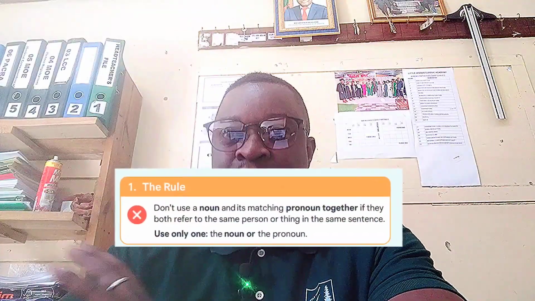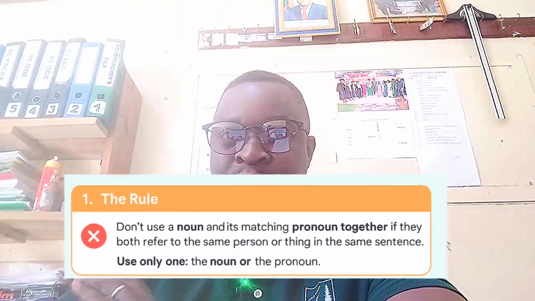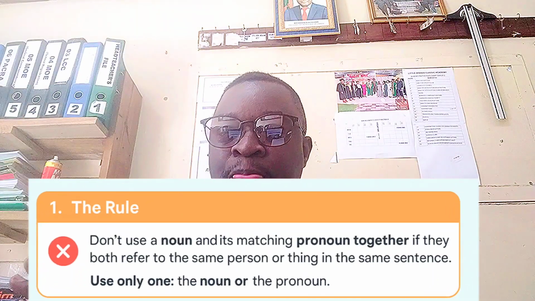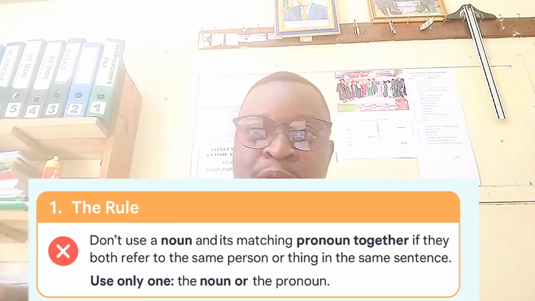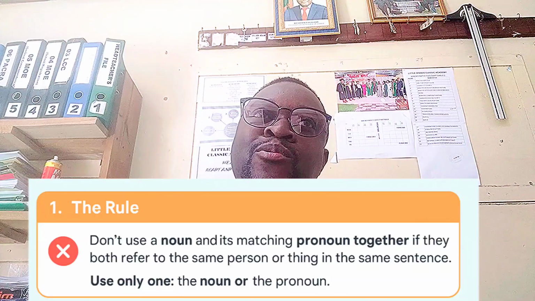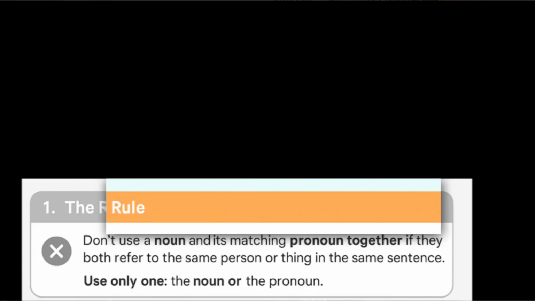So here's rule number one. Very simple. Do not use a noun and its matching pronoun together if they both refer to the same person or thing in the same sentence. So you can either use a noun or a pronoun, not both at the same time. So we're going to look at a few examples, the wrong way of saying something and the correct way of saying the very same thing.